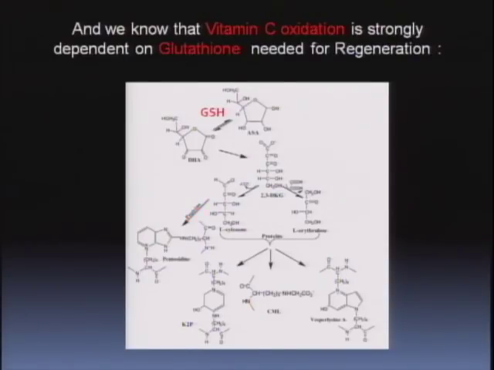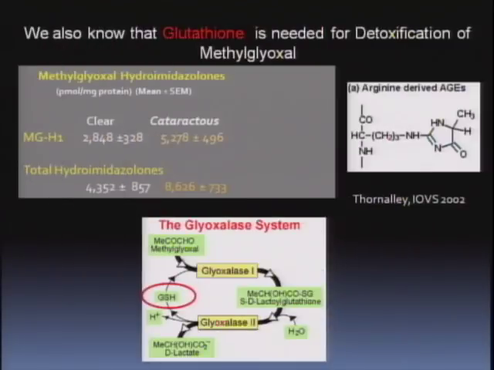From our transgenic animal, we found that if ascorbic acid goes through its oxidized form, it is quickly metabolized and produces carbonyl stress. Also, glutathione is needed for detoxification of dicarbonyl compounds, such as methylglyoxal. The methylglyoxal-modified compound called methylglyoxal hydroimidazolone is highly present in aged humans, especially in cataract. Glutathione is a cofactor that works with two enzymes to detoxify methylglyoxal.